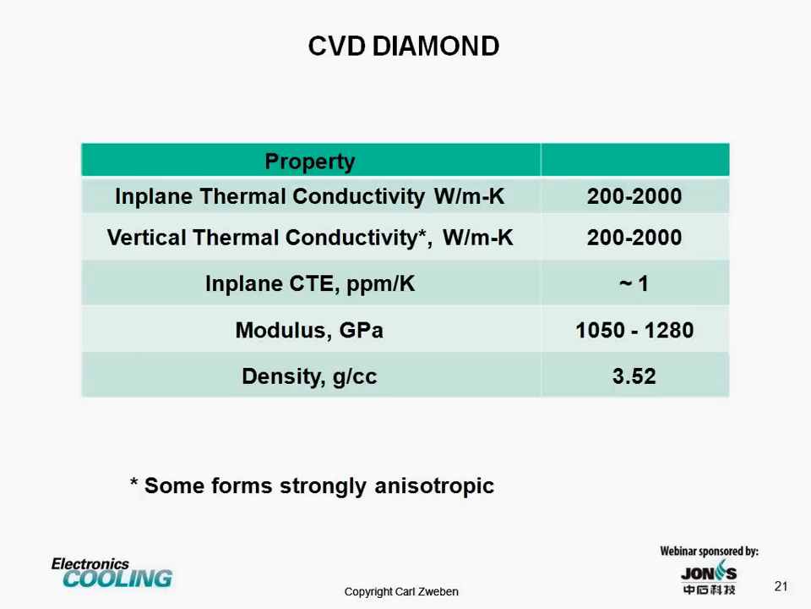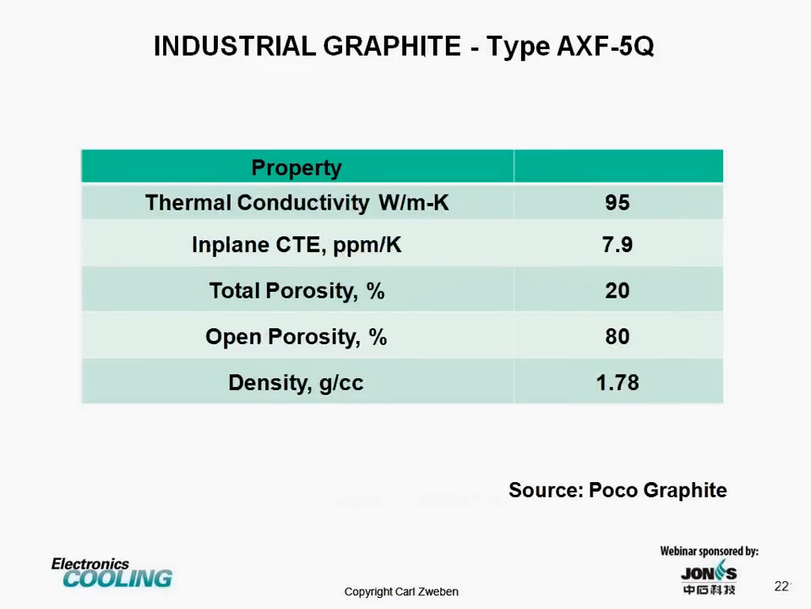So here we have a summary of some properties of CVD diamond. In-plane thermal conductivities, 200 to 2,000. Vertical thermal conductivities in the same range. In-plane CTE, as I mentioned, about 1. Look at the modulus. It's in the range of over 1,000 gigapascals. And for comparison, aluminum has a modulus of 70. And the density is 3.52, which is a little more than a third of that of copper, about 9.